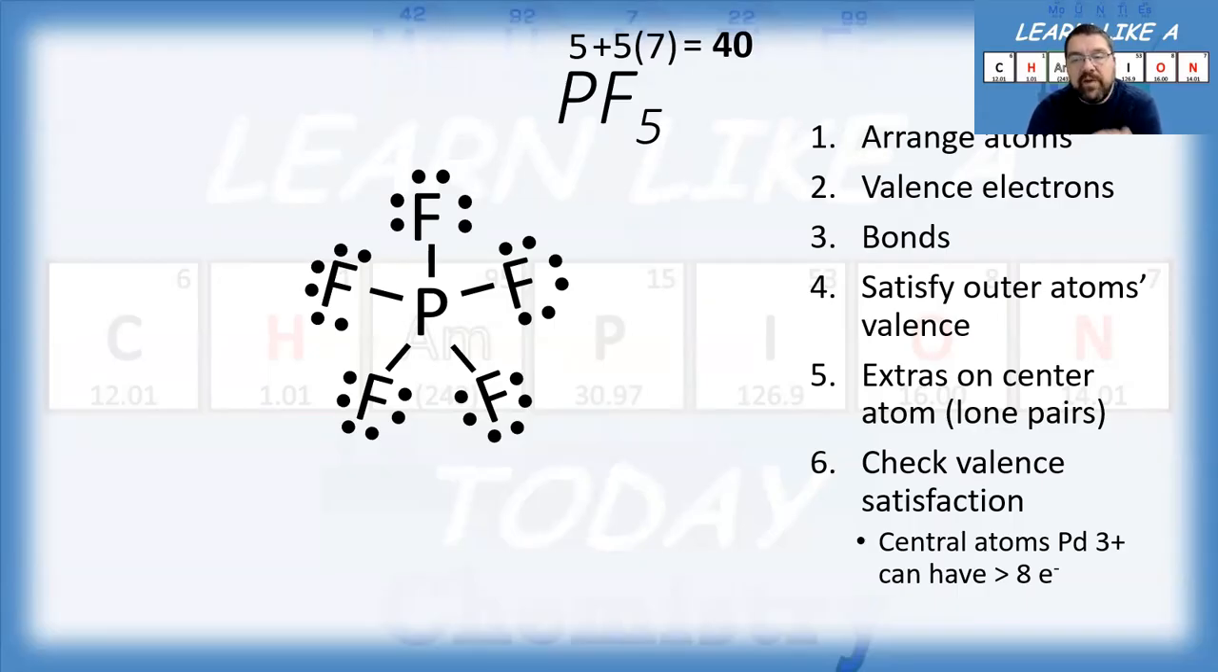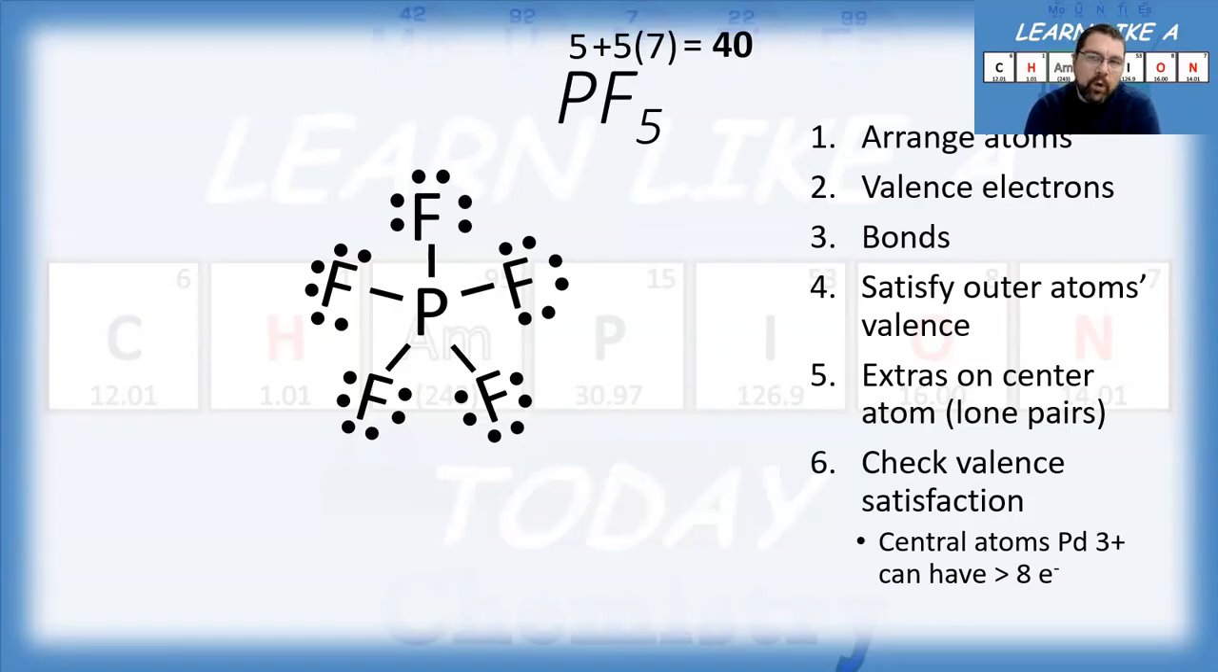When we check for valence satisfaction, the fluorines all have 8. Now notice here, phosphorus has 5 bonds around it, and each bond is 2 electrons. So that means phosphorus actually has 10 electrons around it. Now, if your central atom is in period 3, so remember periods are rows, if it's in row 3 of the periodic table or lower, that's okay. It can get away with that.